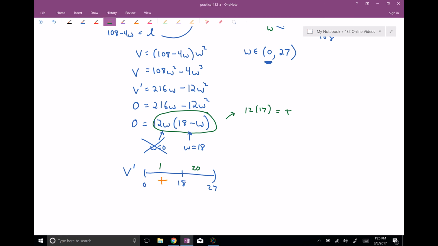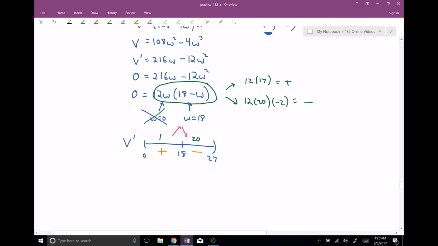Now, if I plug in 20, I'm going to have 12 times 20 times 18 minus 20. So that's going to be negative 2. And so I have a positive times a negative, and the big thing here is that that's negative. So we can see that we go from increasing to decreasing. So therefore 18 actually is the maximum. So W equals 18 is a maximum.